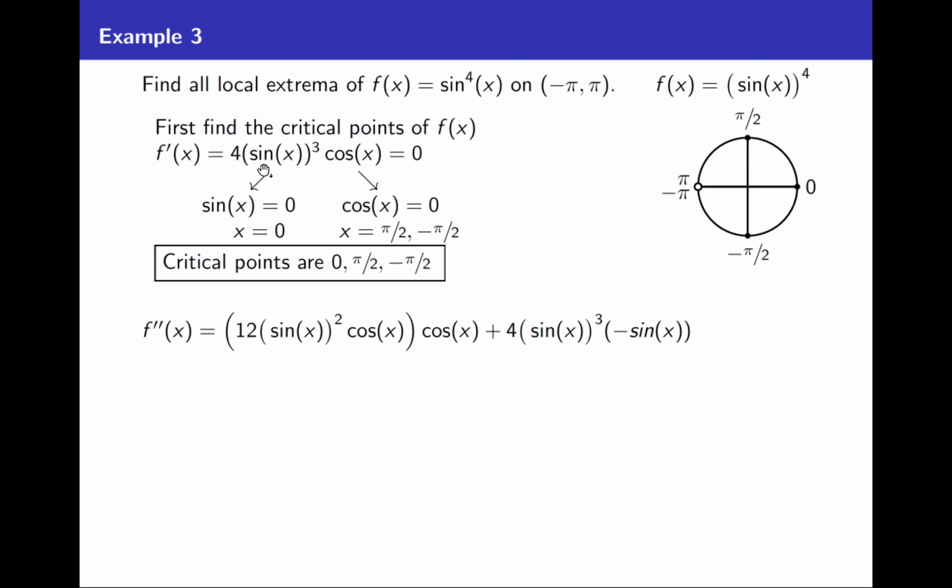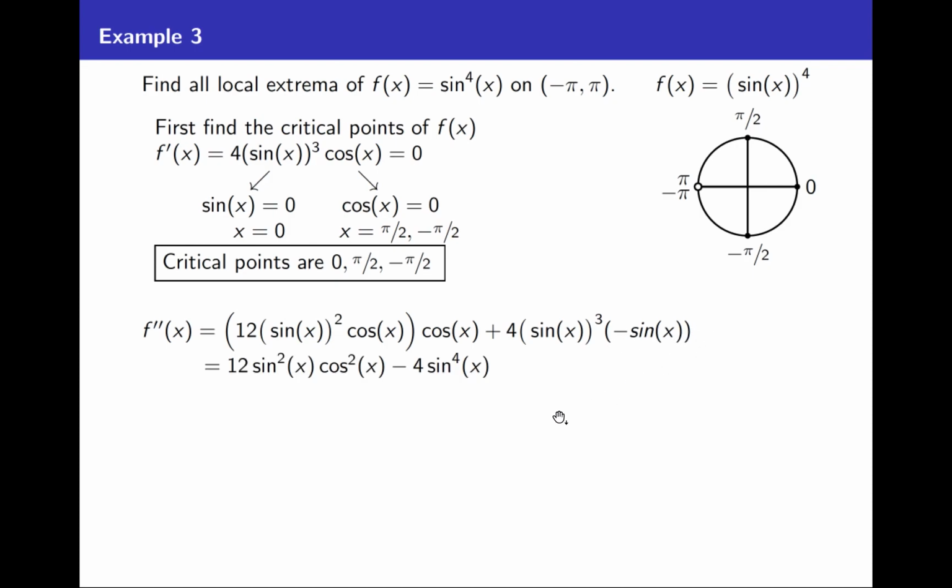Here's the first derivative. It's a product, 4 sine x cubed times cosine x. So we've got to use the product rule. First of all, we differentiate the 4 sine x cubed. That's 12 sine x squared times cosine x, using the generalized power rule, multiplied by that second function, cosine of x. And then plus, you do it the other way around. You take your first function, 4 sine x cubed, and you multiply it times the derivative of your second function, and the derivative of cosine x is minus sine x.